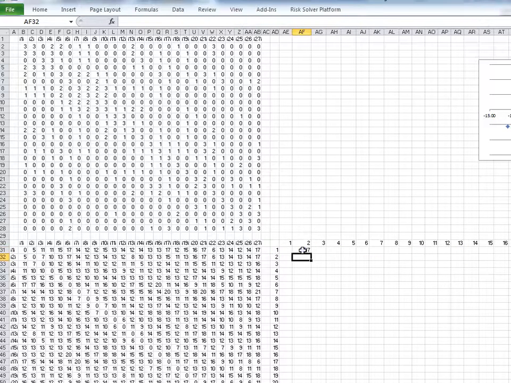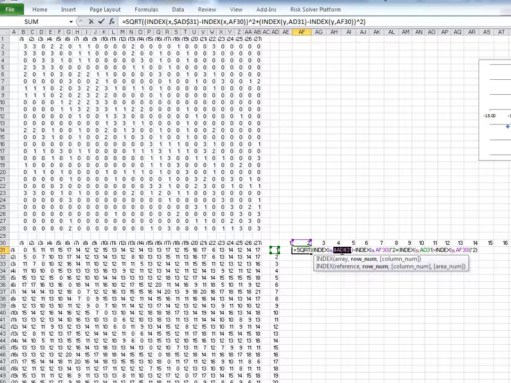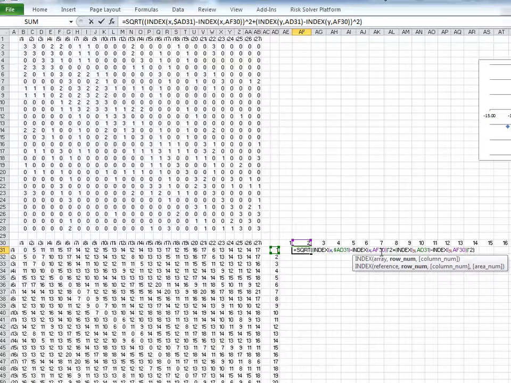Now we have to put those dollar signs. So 8030, the green one, will have a dollar before AD. AF30 will have one before 30. 8031 will have one before AD. AF30 will have one before 30. So this is it. These are the dollar signs we're using.